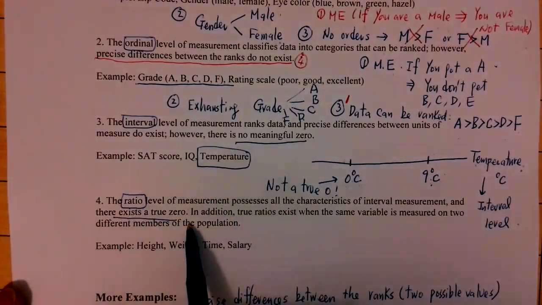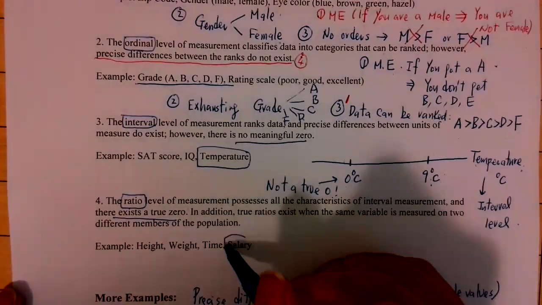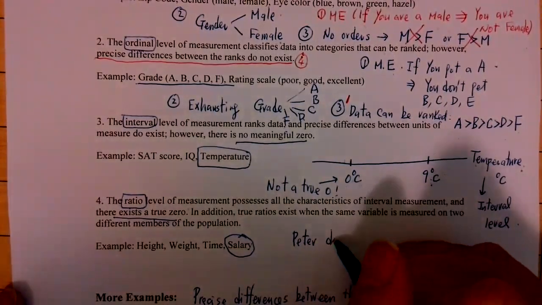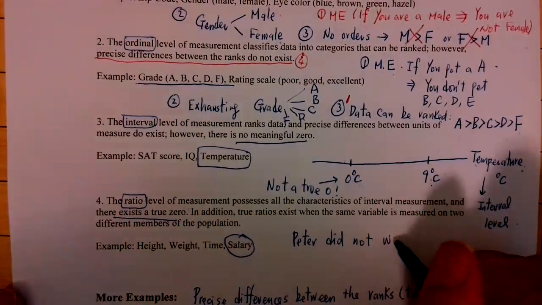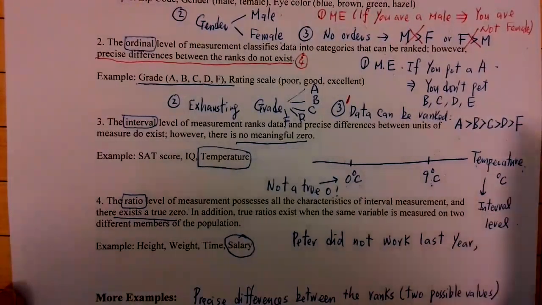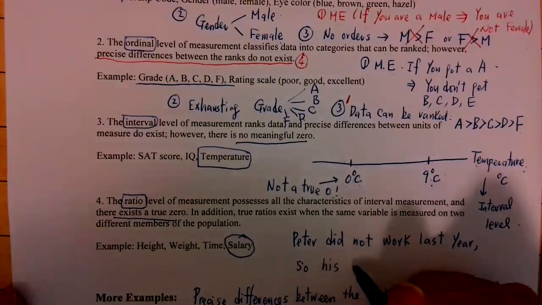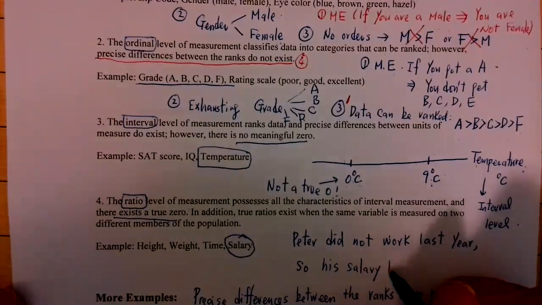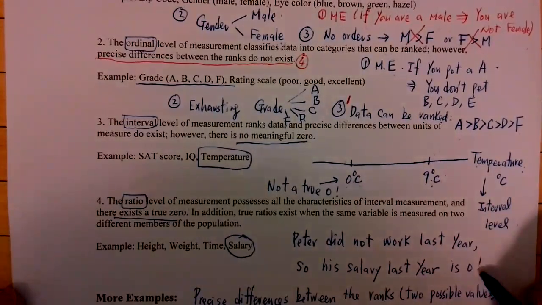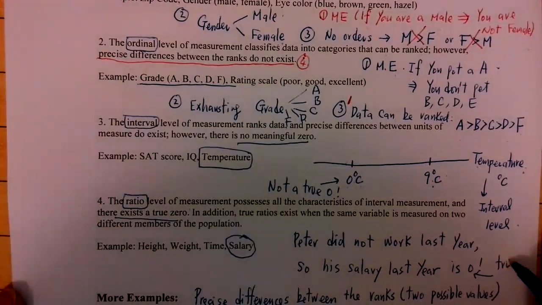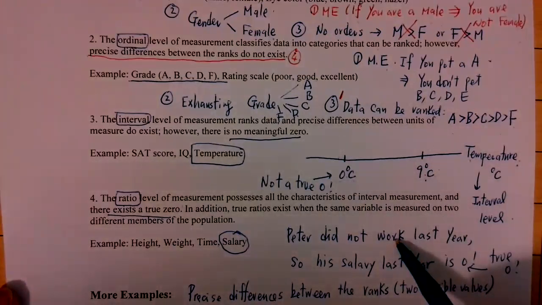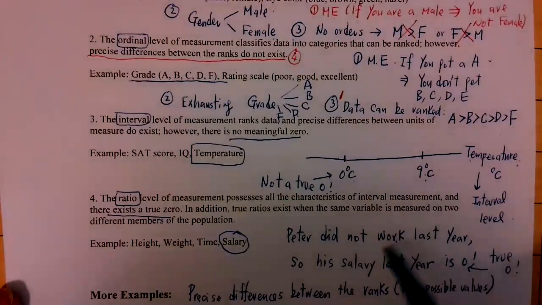Ratio level has a true 0. Let's use salary, okay? Say Peter did not work last year. So his salary last year is what? Is 0. This 0 is what? Is a true 0. That means Peter did not get any money into his pocket through working. Okay, this is a true 0.